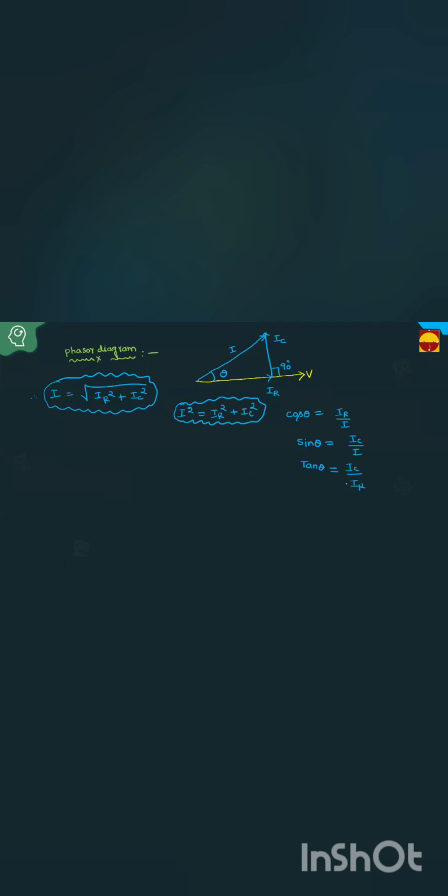Yes, friends. Then what is the angle between IR and IC? The angle between IR and IC is 90 degrees. This is the phasor diagram. This formula is important. Before drawing the power triangle, first we have to draw the admittance triangle.